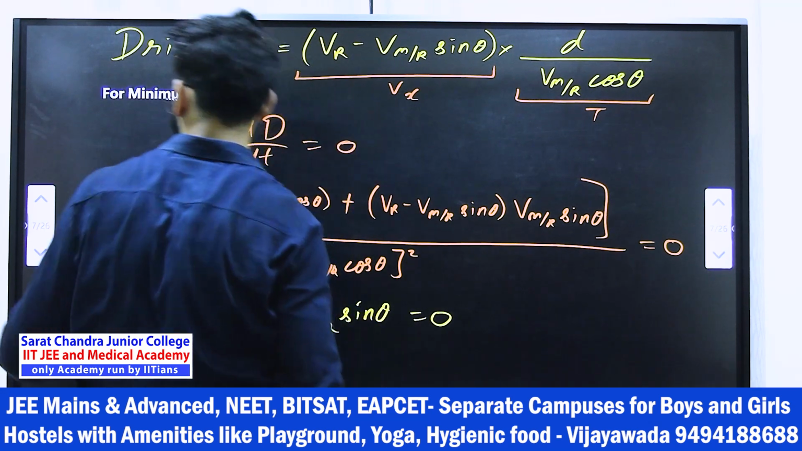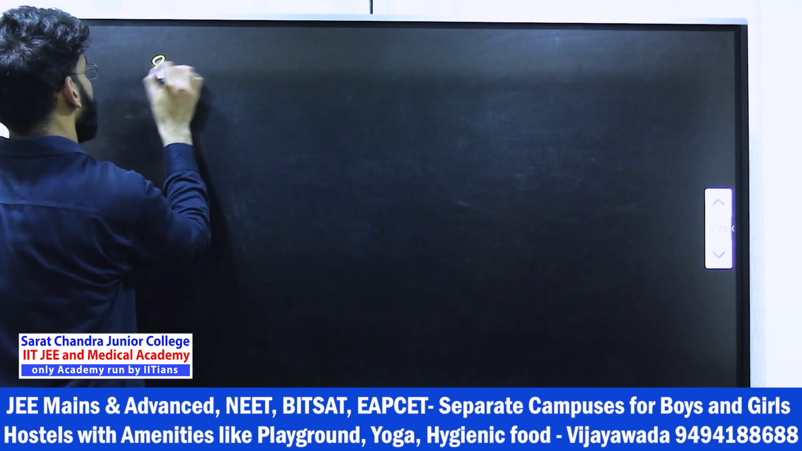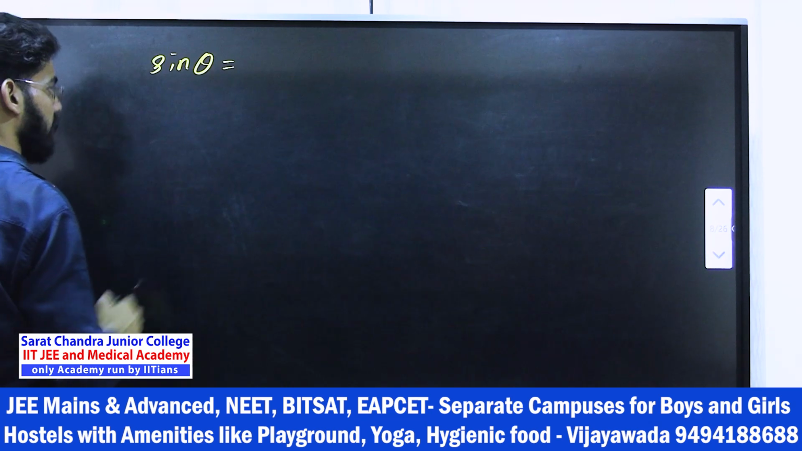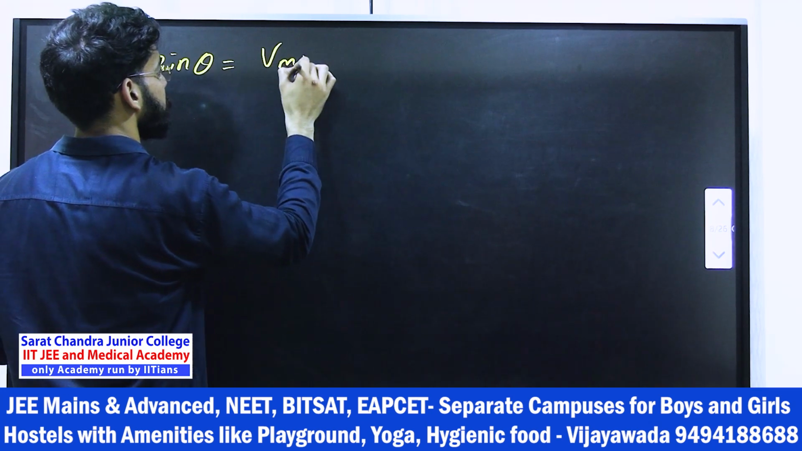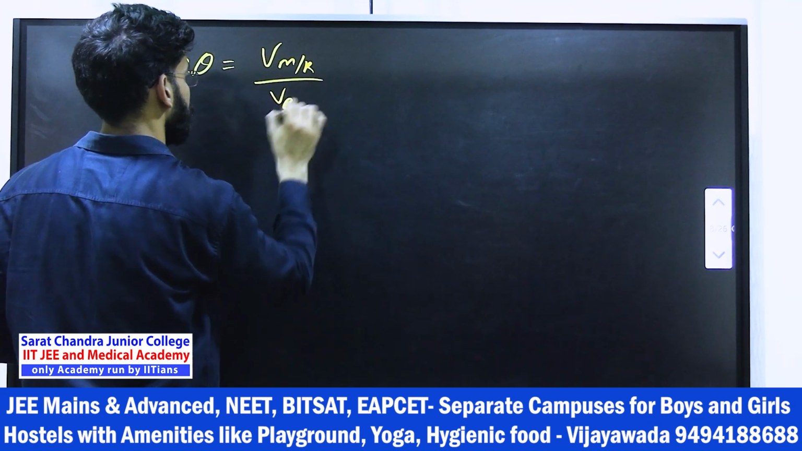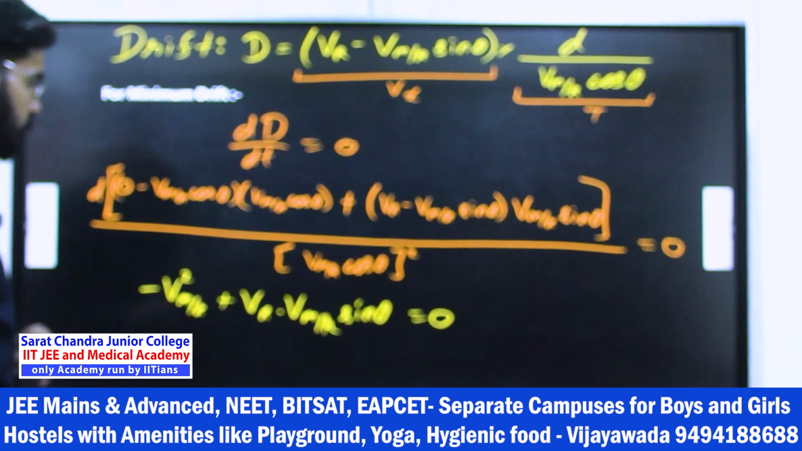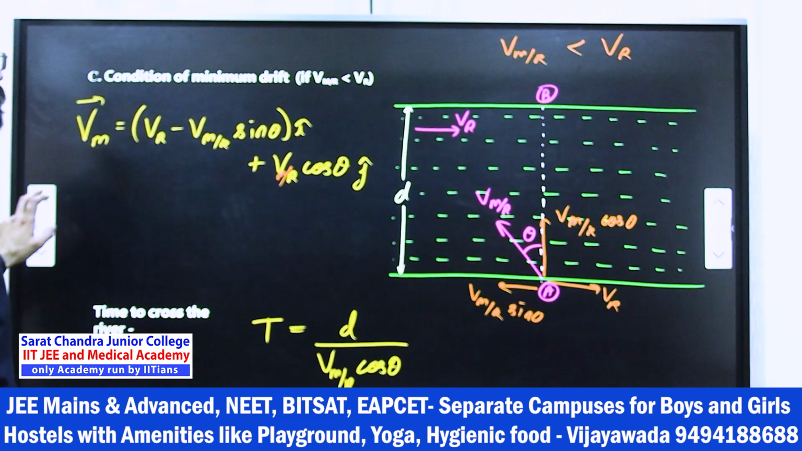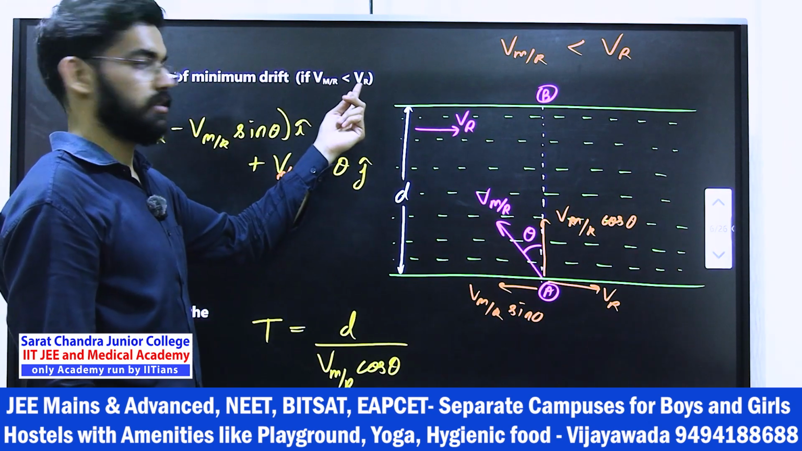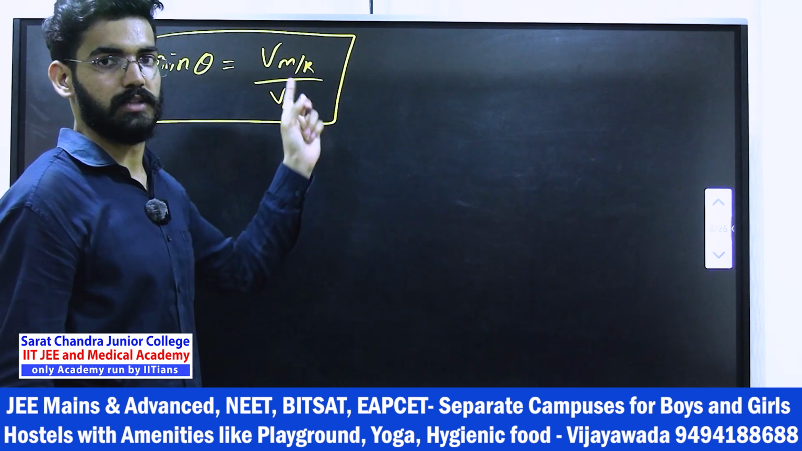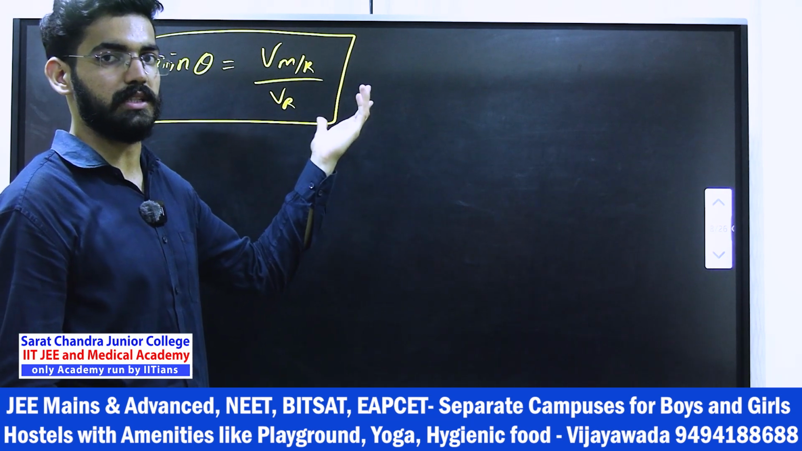And sin theta will come. So let me write down. Sin theta will come. How much is your sin theta here? Vm by r divided by Vr. This is your sin theta. Understood? And you can see from here also. See, Vr is greater, right? So Vr should be in denominator because I am writing sin theta. Sin theta should be less than 1. By that also you can remember.